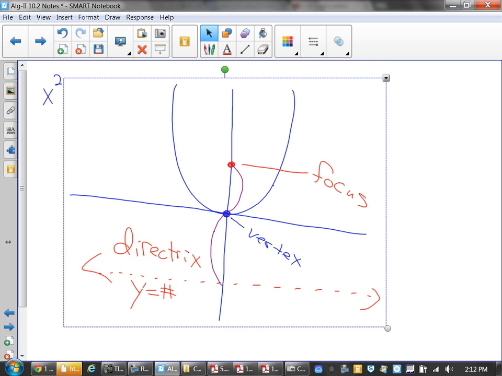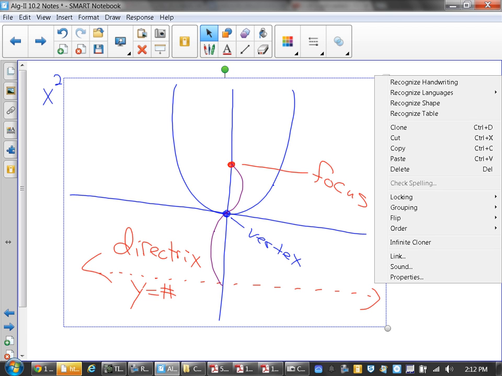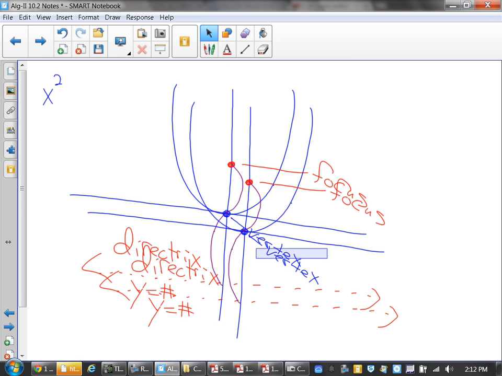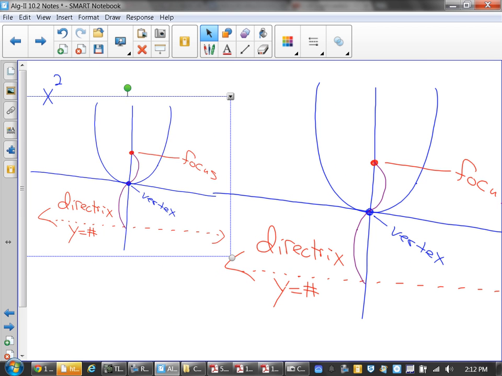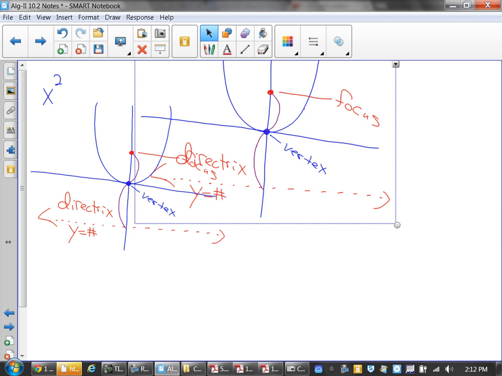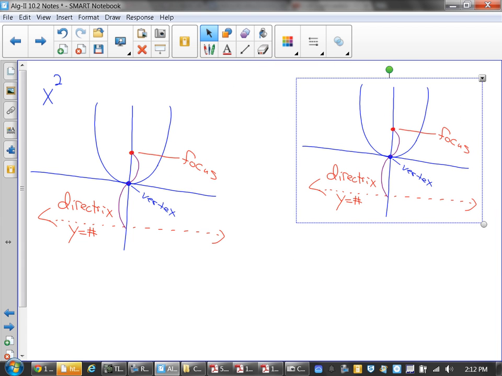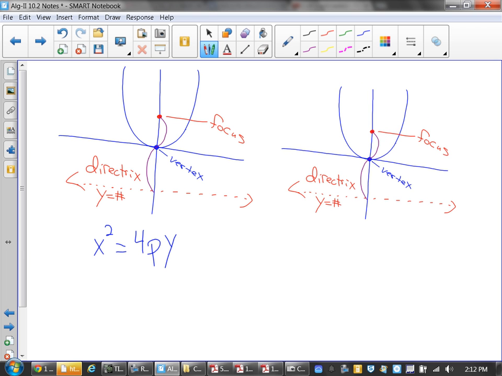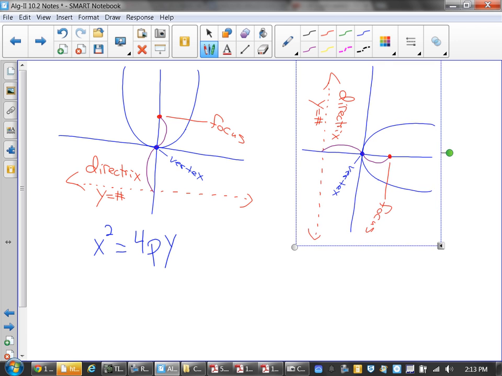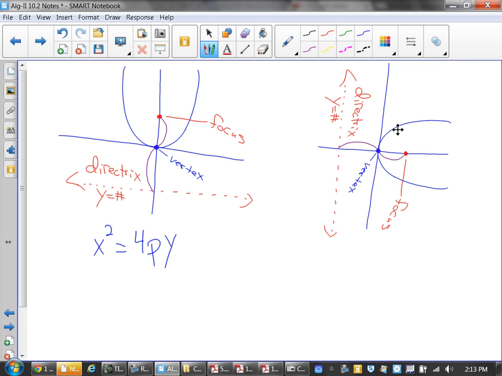What's going to be different here? We get two different styles of equations. We get two formulas. When we're up like a cup or down like a frown, we're going to have x squared equals 4py. I'll explain what this is in a second. This is when the parabola is up and down.